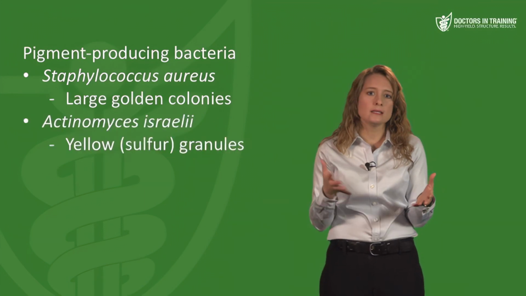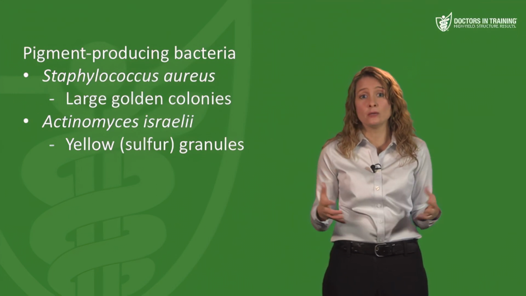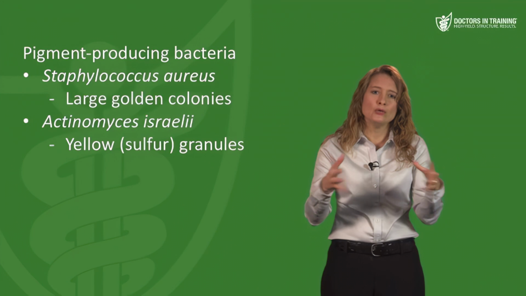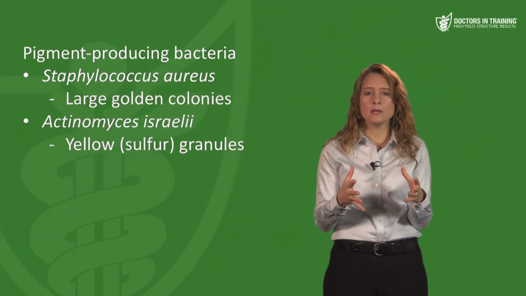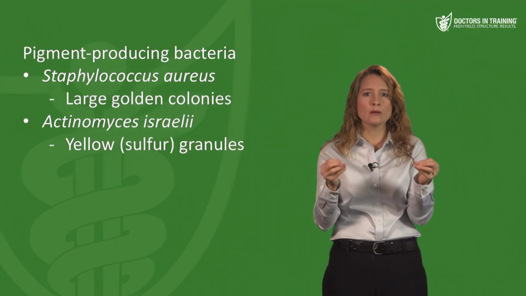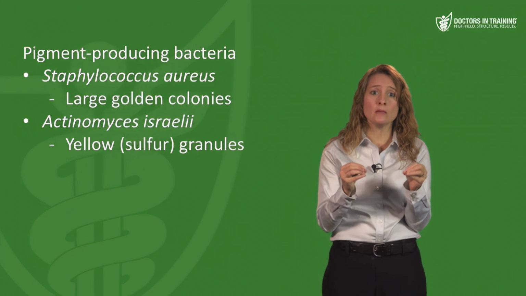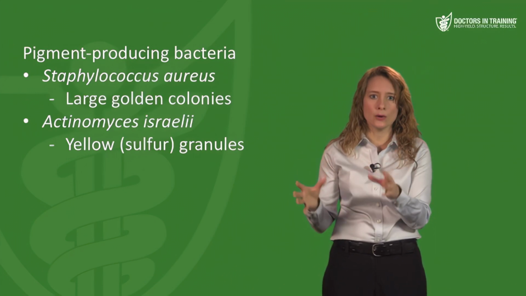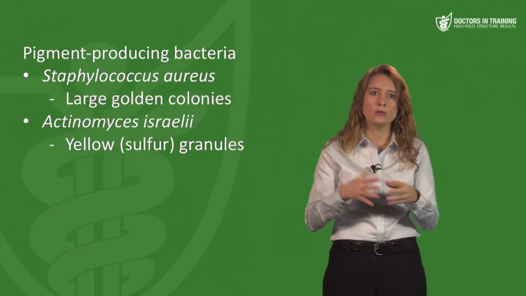Actinomyces israelii is another pigmented bacterium. It causes yellow granules, also known as sulfur granules, that can exude from the infected site. These yellow granules are actually colonies of the pigmented bacteria surrounded by neutrophils. One way that some students remember this pigmented bacterium is that Israel has yellow sand. That reminds you of that granular exudate and the color of the granules.